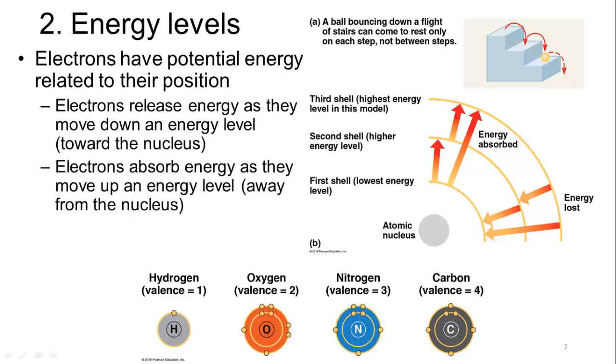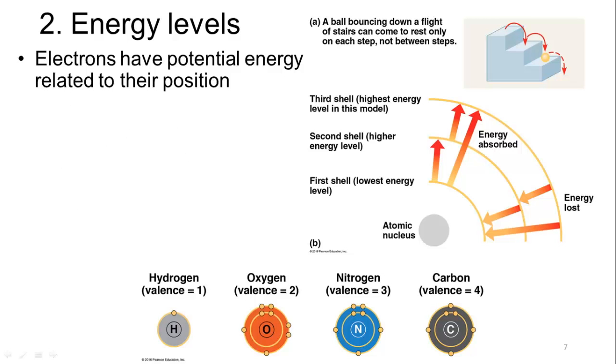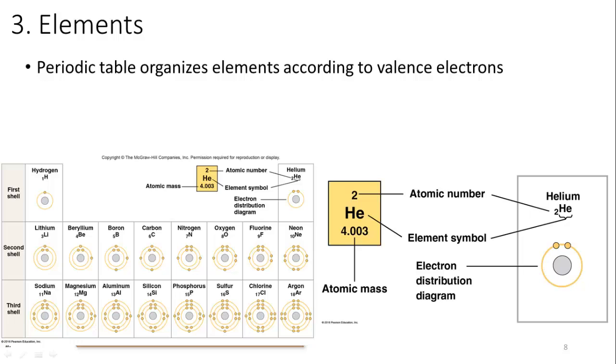Okay, and this shifting of electrons in these different energy levels is also responsible for what happens when light or different colors of light are given off. That is because electrons are being excited, and then as they go back down to energy levels, they will give off light or energy in the form of light.